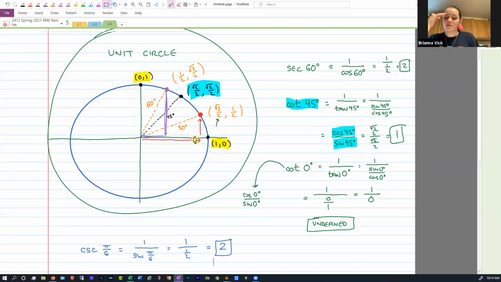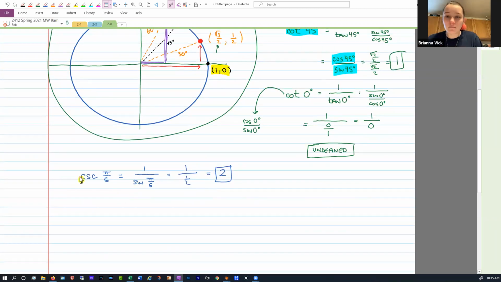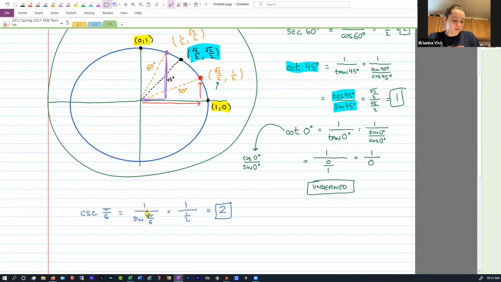I have a question. Yes. So cosecant is, hold on. So it is sine, right? It is sine. And sine is the y, so wouldn't it be √3 over 2? But we're at pi over 6, which is 30 degrees. Were you at 60 degrees? Yeah. So just be careful.